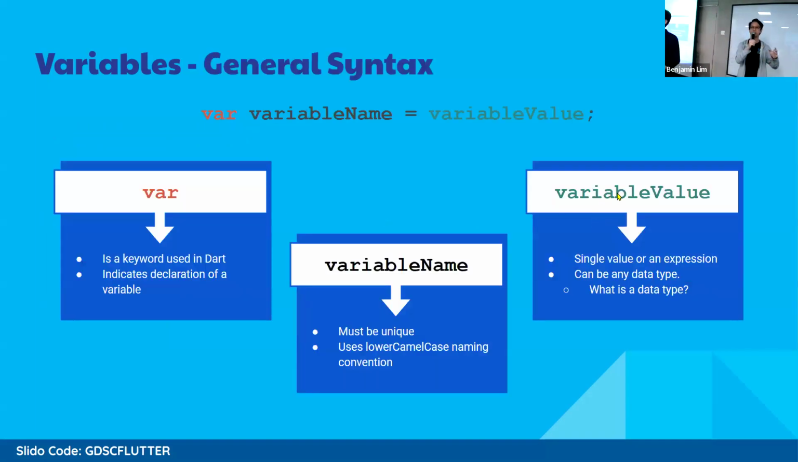So for Dart, this is the general syntax for variables. You will need to use the var keyword, whatever variable name you want, and then the variable value after that. The key thing here is you need to use the var keyword. Alternatively, you could also use the data type, for example, like string, and then the variable name, and then the value. But for simplicity, I'll just use var for now.